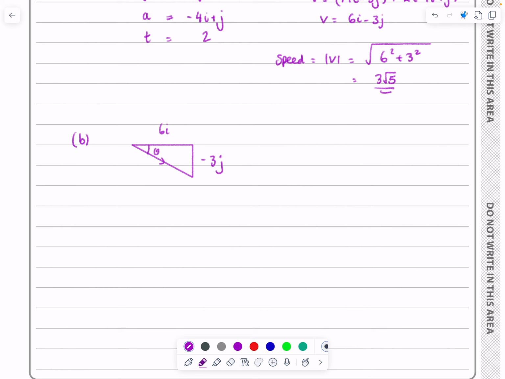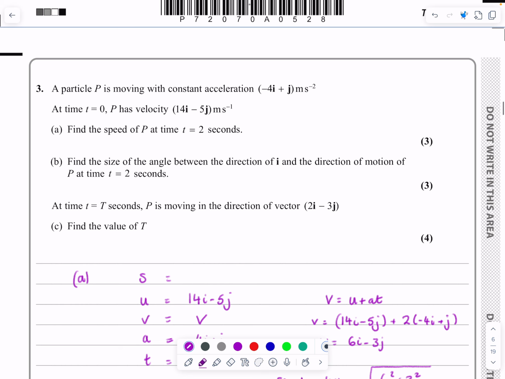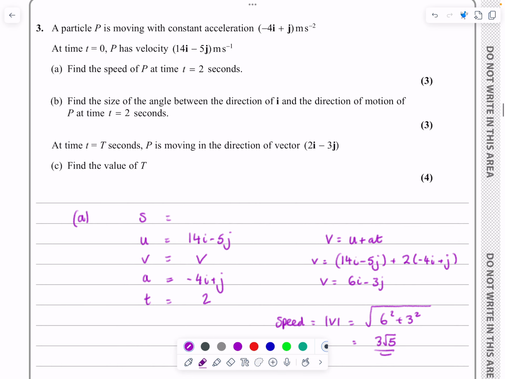If I want to work out that angle, we can simply say, using SOHCAHTOA, tan theta is equal to opposite over adjacent. So tan theta is equal to 1/2, which means theta works out to be equal to tan to the minus 1 of 1/2, which is 27 degrees. Again, it doesn't say anything about accuracy, so I'll leave it as 27 degrees there for part B.